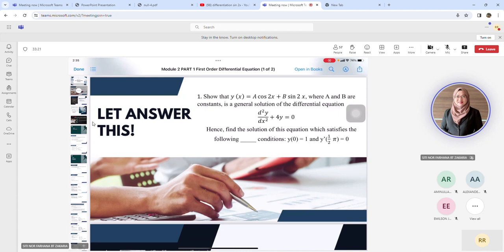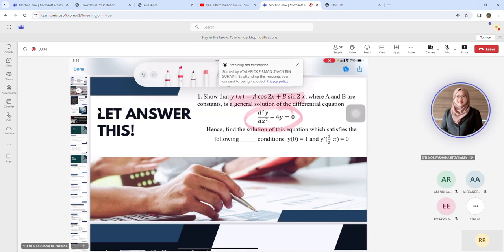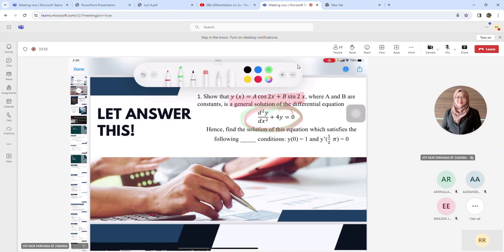This question asks you to show that y equals a cos 2x plus b sin 2x is a general solution of the differential equation given. So, how do you prove that this function belongs to this differential equation? How? You learned this last week. Anyone?